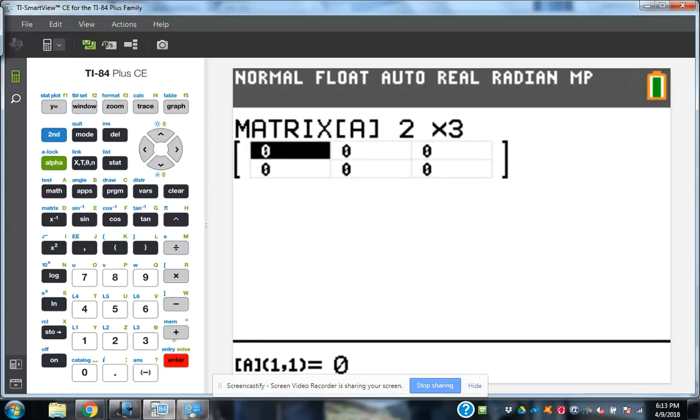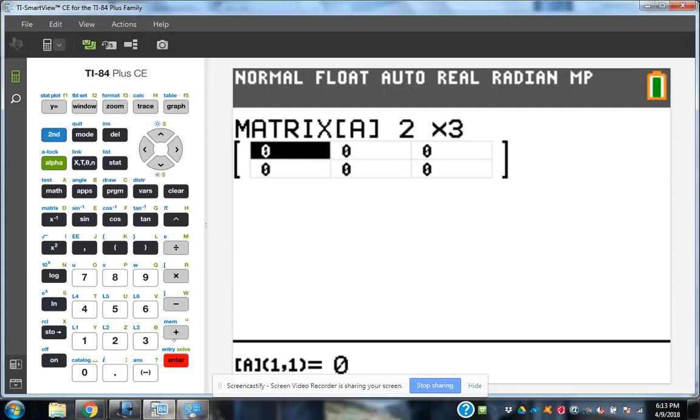And notice how mine changes the way it looks. The 83, I think, does. The bracket doesn't look exactly the same. I think it breaks it up a little bit, but it does the same thing. It's not different. Now we're just going to enter in that matrix just like we've written it down.